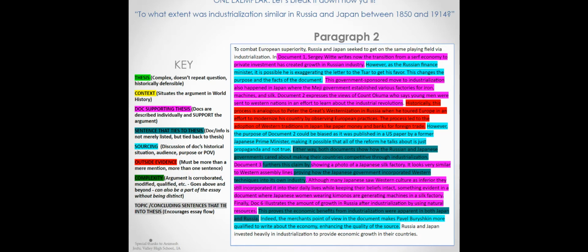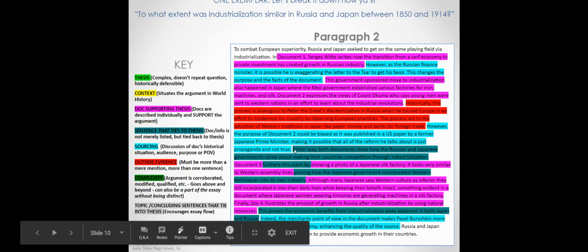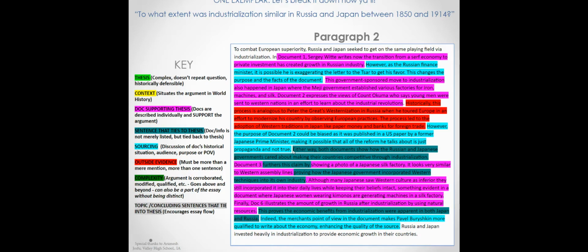So document 2 talks about how young men were sent to Western nations to learn about the Industrial Revolutions. And Peter the Great did this too. It's not just that he sent people, he himself went undercover to learn about European practices. That shows your reader that you understand the content of the document, but also that you have a greater understanding of the themes of world history and the events of world history. Sentences that tie to the thesis is just going back to showing a solid understanding of the documents. And right here, we actually have a direct comparison of the documents. Both documents show how the Russian and Japanese government cared about making their countries competitive.